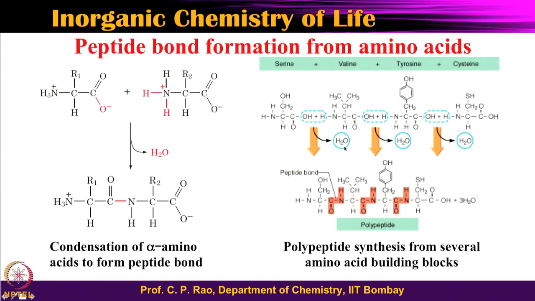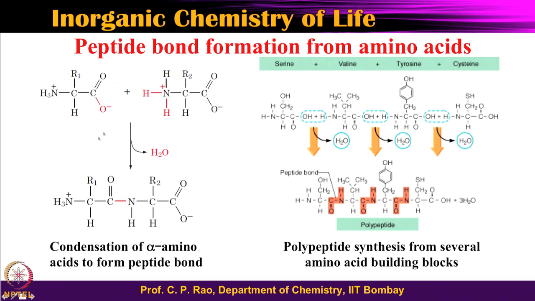So, peptide or protein. Protein is what? Protein is the one which is formed from the peptide bonds. How is a peptide bond formed? A peptide bond is formed between two amino acids.